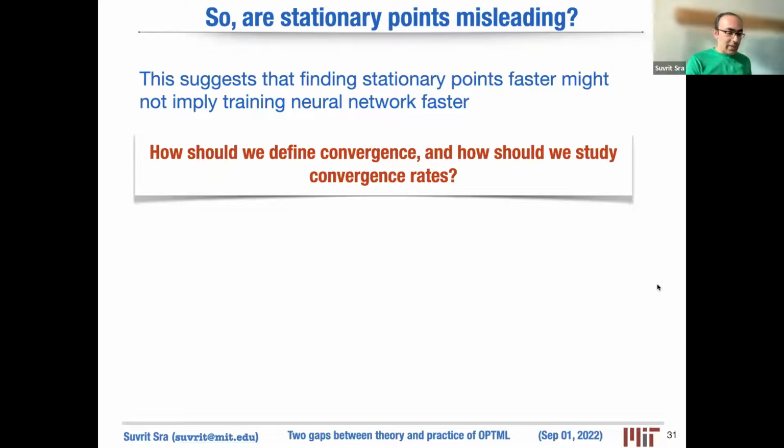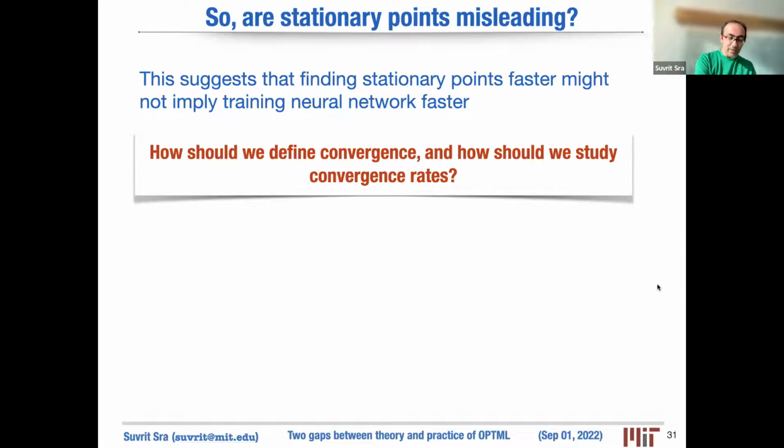So the question this raised for us was, is trying to find stationary points itself misleading? Well, I wouldn't say it's misleading in all cases, but in several of these very large, challenging optimization problems, it seems that if we are developing theory to reach a stationary point faster, that does not necessarily imply that you're able to train your neural network faster to shrink its loss commensurately fast.